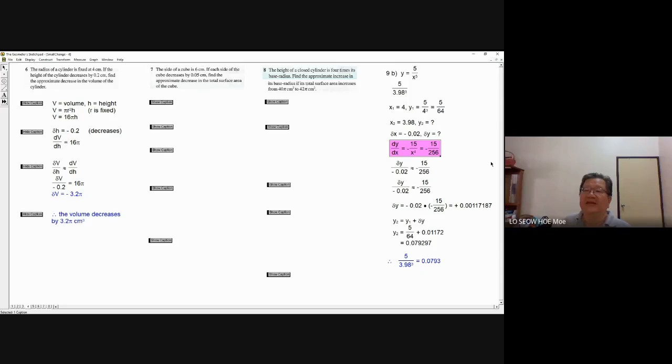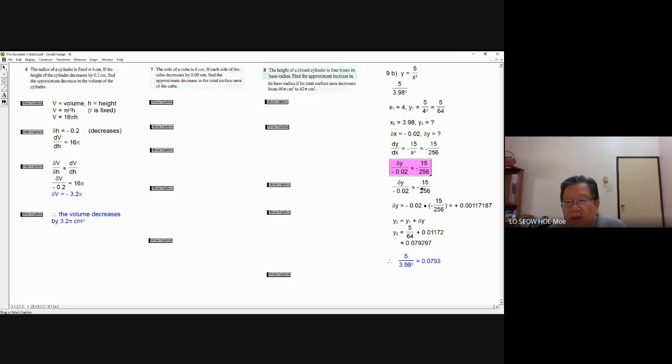We found dy dx earlier on also. So you know delta x, you know dy dx. The formula is this one: delta y over delta x equals dy over dx. Delta x is negative 0.02, and dy dx, found here already, is negative 15 over 256. So you move this over, you can find the delta y.